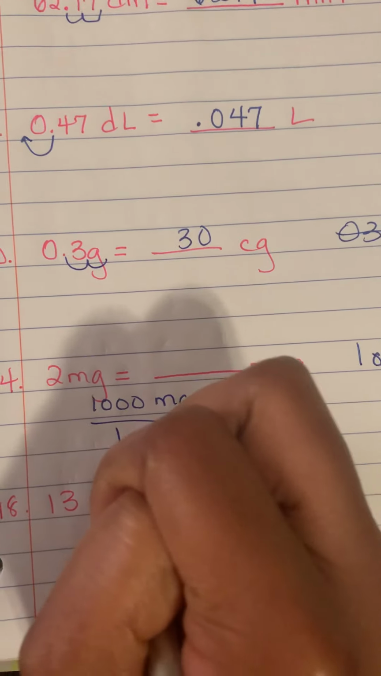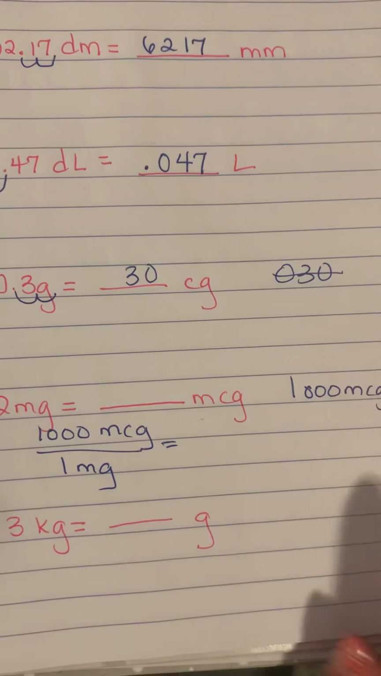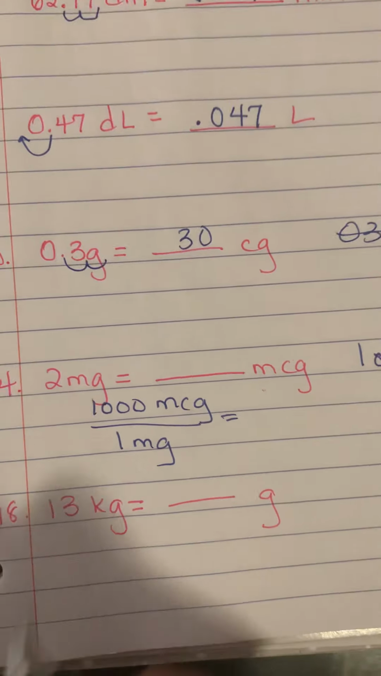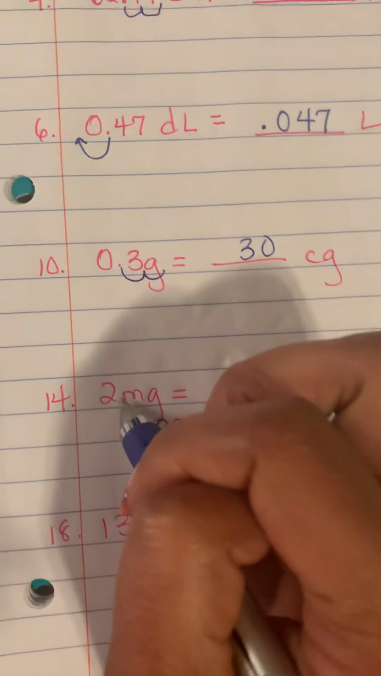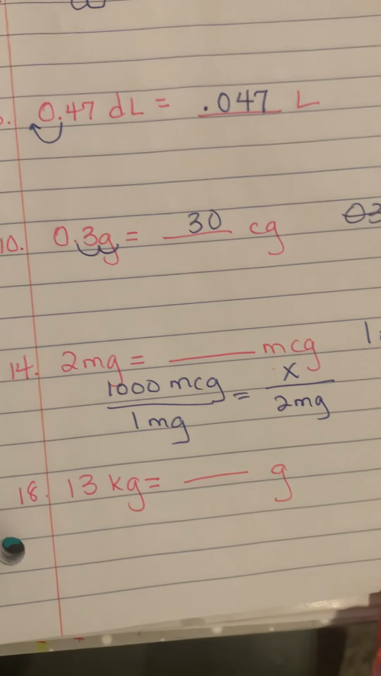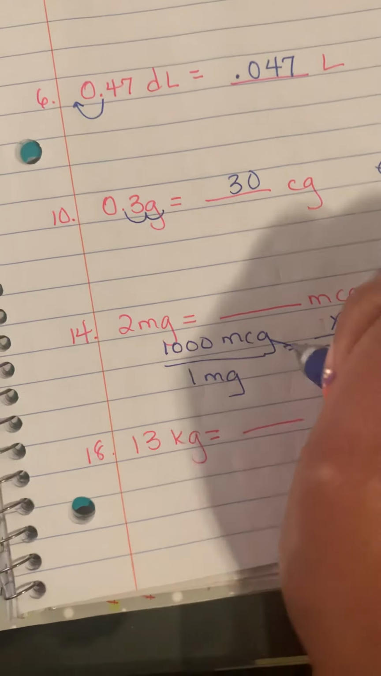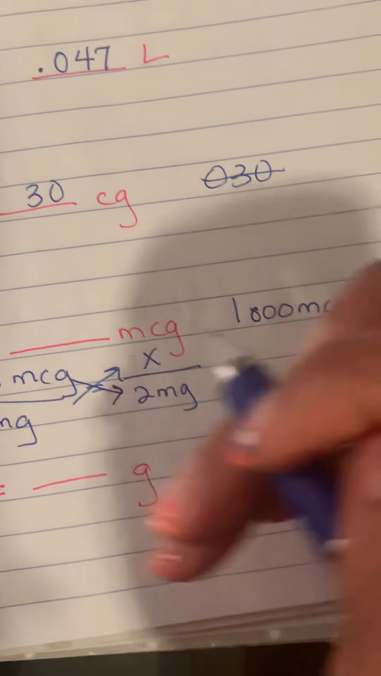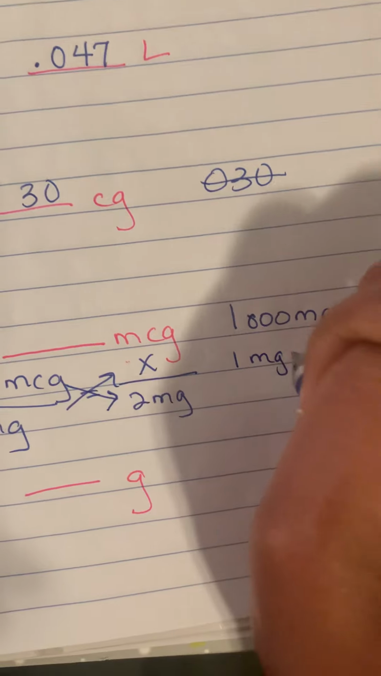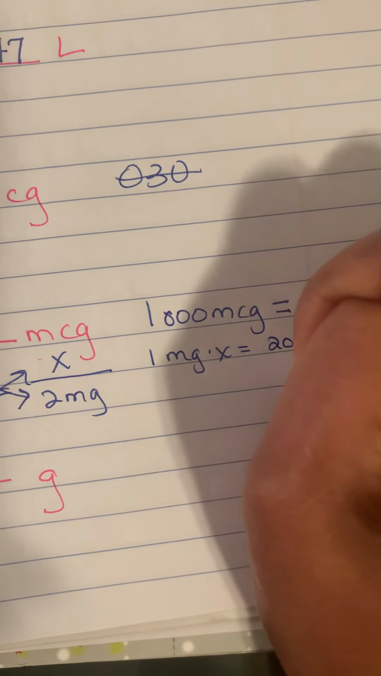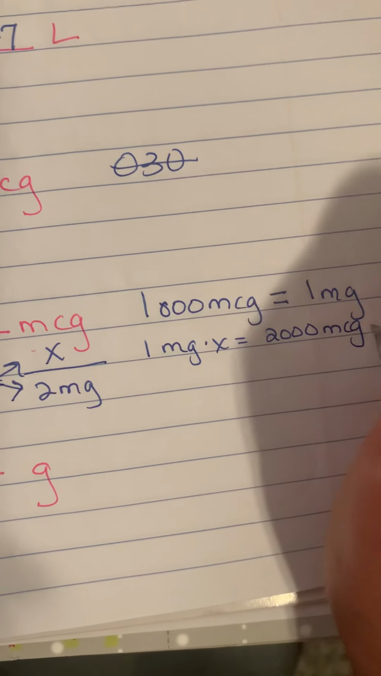I love it. 1 milligram, all right? Just like we set it up the last time. 1,000 micrograms equals 1 milligram. So what if I don't know where to slide? Okay, 2 milligrams. Put a 2 milligrams here. Cross multiply. Proportions will always help you find your answer if you can't find it. Okay, so here this is 1 milligram times X. I like to write everything down. And 1,000 times 2 is 2,000 micrograms per milligram.